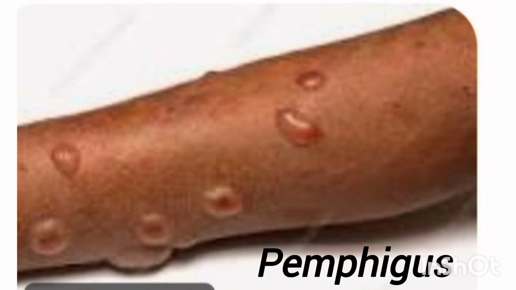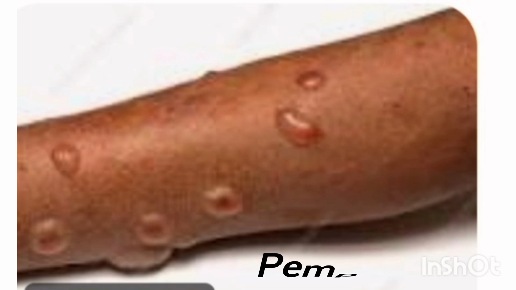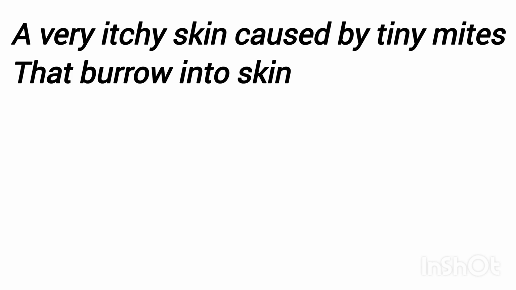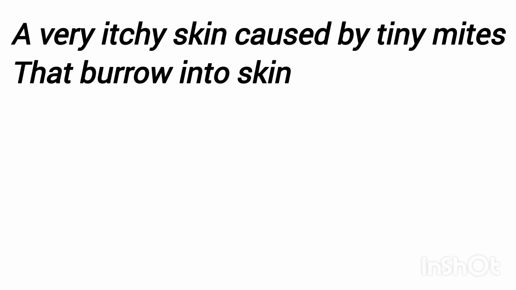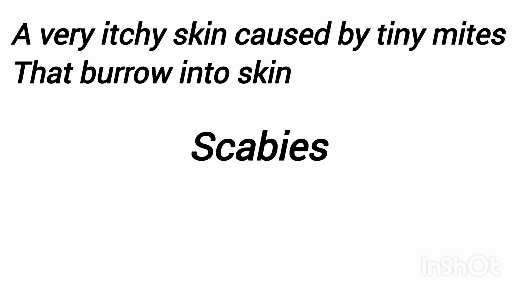And this is pemphigus. It is a group of dermatological disorders causing formation of blisters and pus-filled bumps on the skin. And the next question is a very itchy skin caused by tiny mites that burrow into the skin. And the options are scabies, dermatitis, acne vulgaris, pemphigus. Okay, any guess? And the answer is scabies.